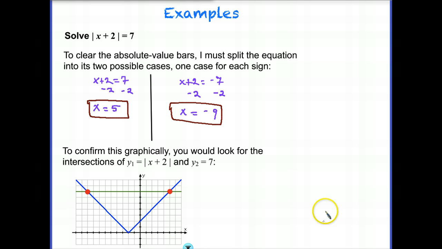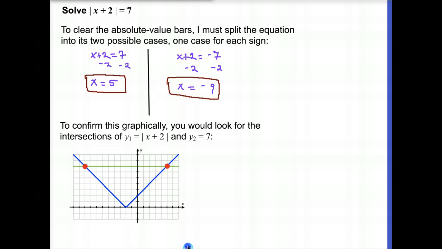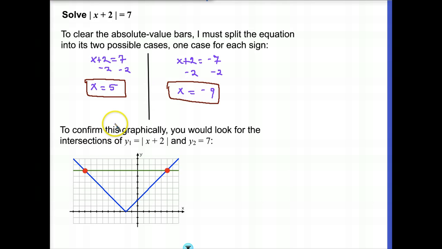We should be looking for two answers because of our graph down here. So let's look at our graph. This says to confirm our answers graphically, we would want to look for the intersections of two equations. One equation is y equals absolute value of x plus 2, which is our left side, and the second equation is y equals 7, which is our right side. So essentially what we have graphed are these two equations. We graphed y equals absolute value of x plus 2, and that would be the v, right? Absolute value equations make a v. This plus 2 means we shifted left 2, so here's our vertex for that. Our vertex is -2, 0. That's our transformation. And we also graphed this equation, y equals 7.